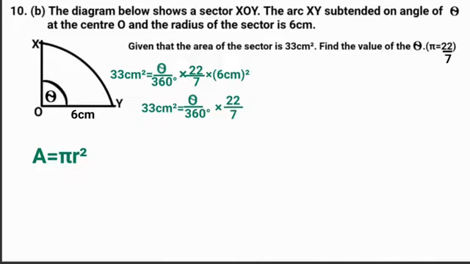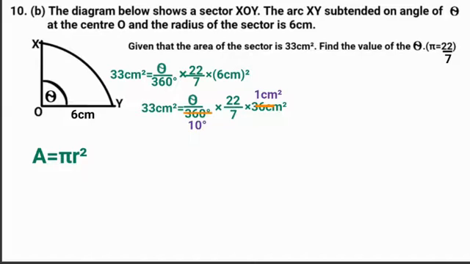Then I'm going to evaluate 6 centimeters squared, which means I'm going to multiply 6 times 6, which will give me 36 centimeter squared. Now, as you can see, 36 centimeters squared and 360 degrees have a common factor. The highest common factor of these two numbers is 36 itself. So 36 centimeters squared divided by 36 will give me 1 centimeter squared. Then 360 degrees divided by 36 will give me 10 degrees.